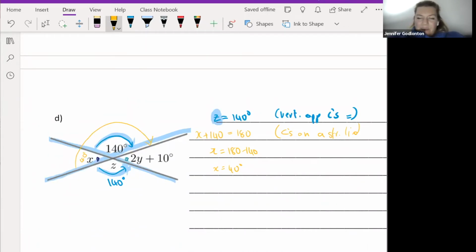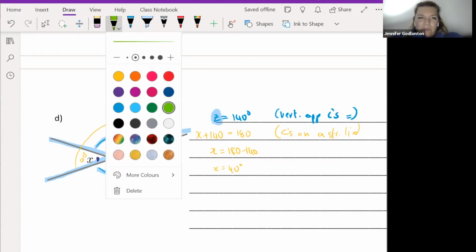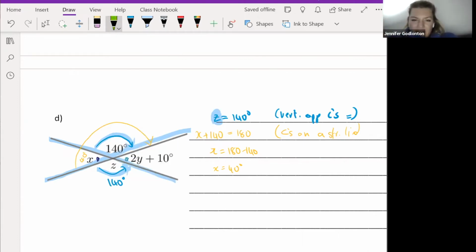So if you pop your hand up now, you are going to be talking me through y. Yes, are you going to explain y to me? Yes, ma'am. Because x is across from 2y plus 10, it's vertically opposite. Good. And we already figured out what x is. It's 40 degrees. So it means 2y plus 10 would equal 40 degrees. Good. Beautiful.